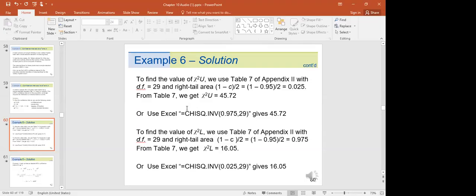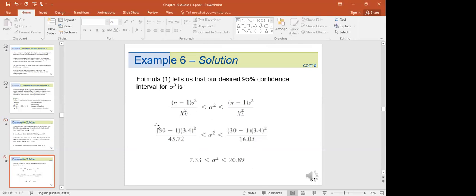Okay, so we are able to get the chi-square upper and chi-square lower. Sometimes I call it chi-square left, chi-square right. I like the right so that you know you are choosing the right tail. So now into this formula, we fit those two numbers. The standard deviation was 3.4. You square it and divide by 45.72 and get the confidence interval for variance. The confidence interval for standard deviation is obtained by taking the square root.